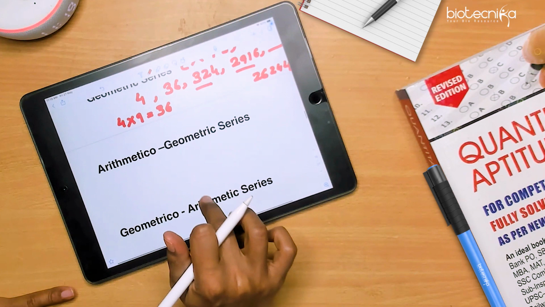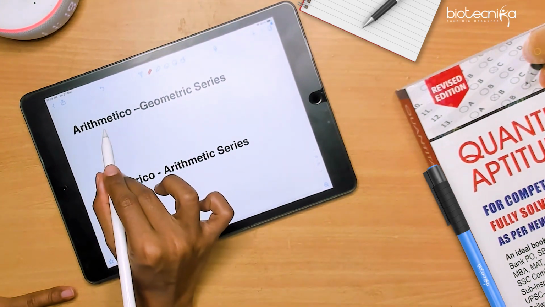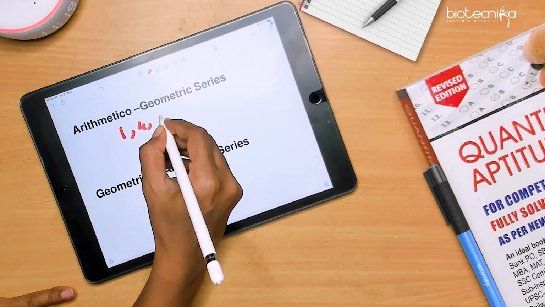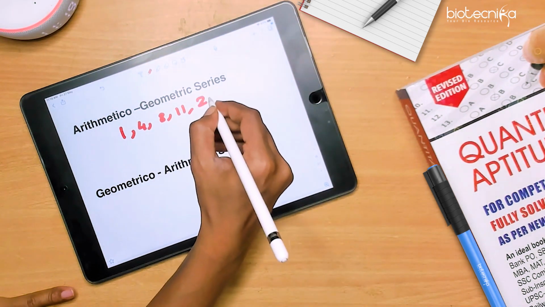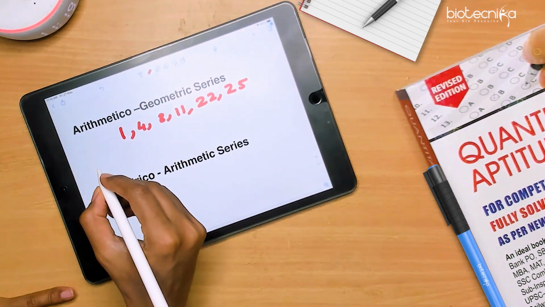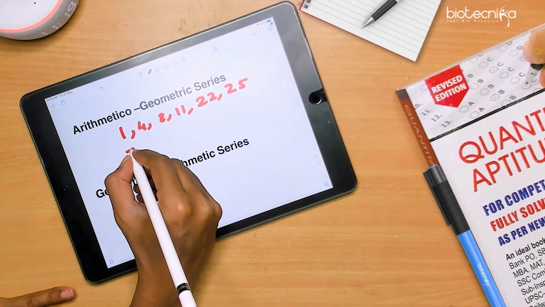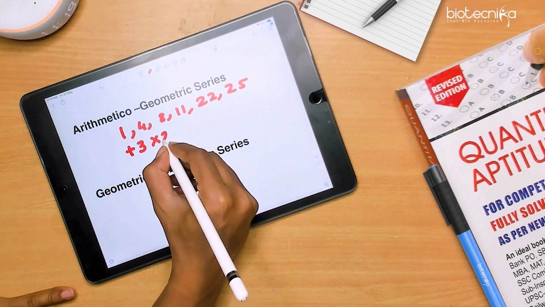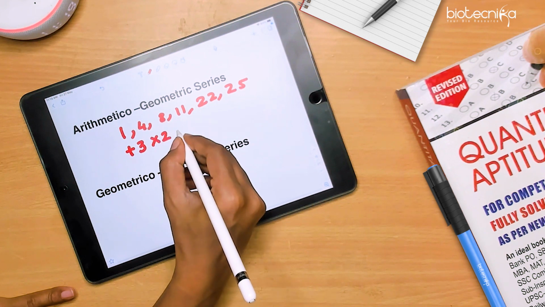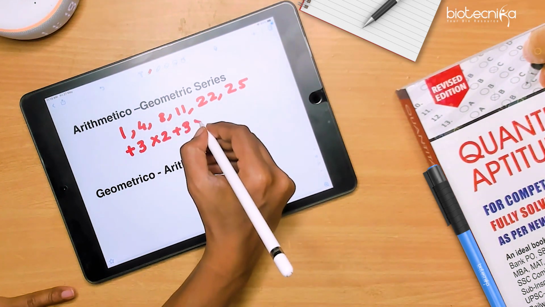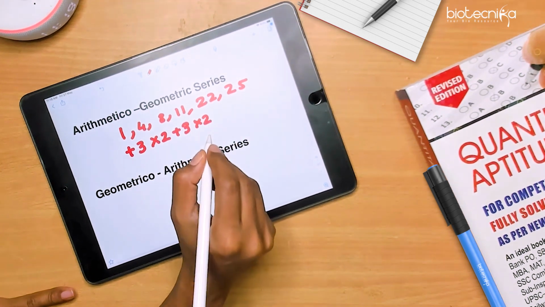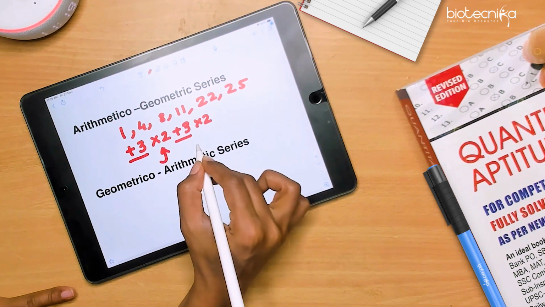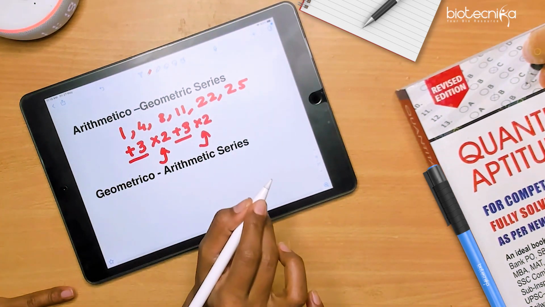Okay. Next type of series is arithmetico-geometric series. Now as the name suggests, let's say you have 1, 4, 8, 11, 22, 25. Now here there is a pattern in which initially there is a plus 3 addition, 1 plus 3 is 4, and then into 2 for getting the next number. Again plus 3 to get 11, again into 2 to get 22. So this is where one part is going in addition, another part is going in multiplication. This is a combination series.